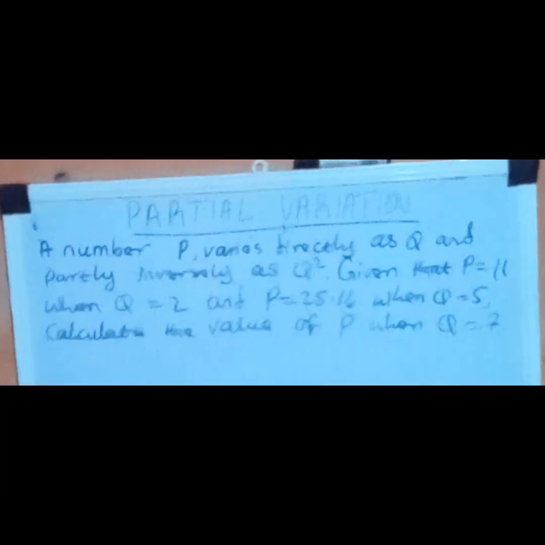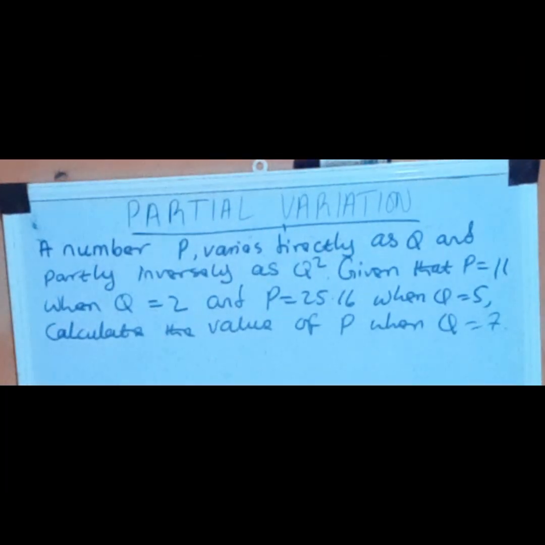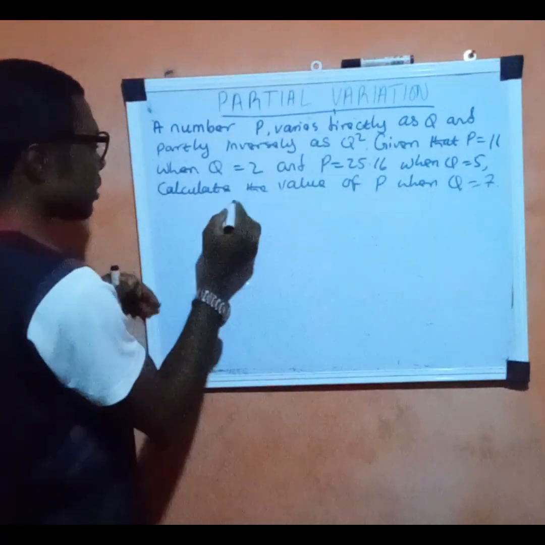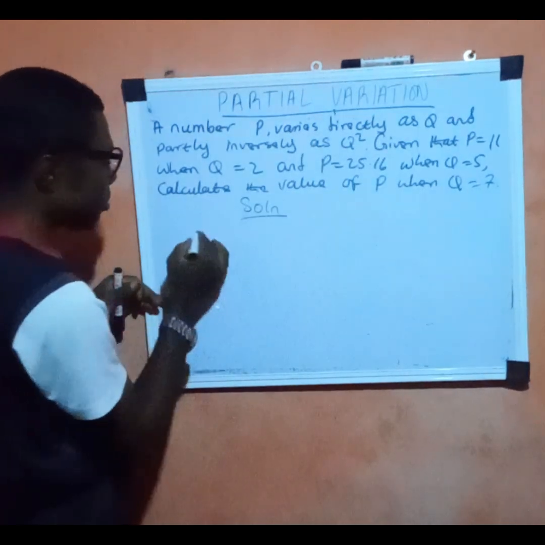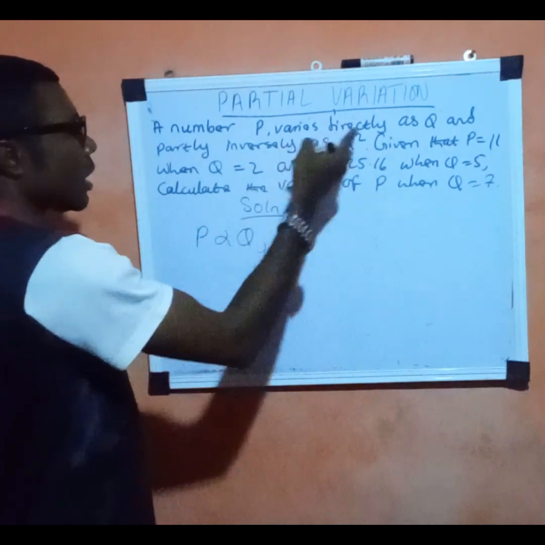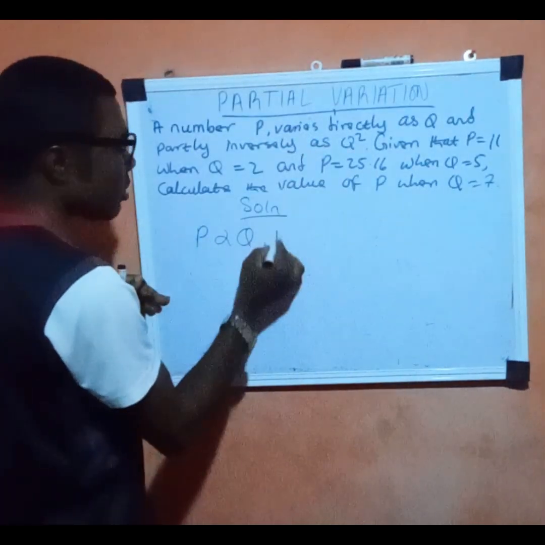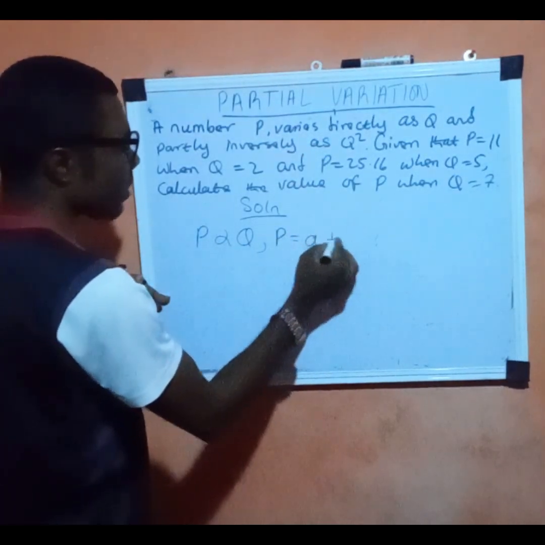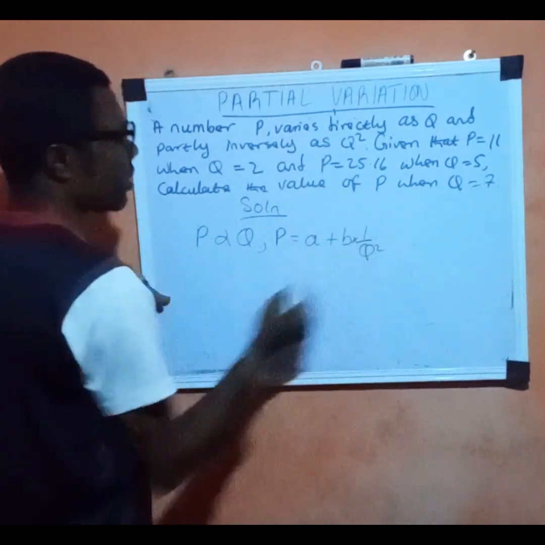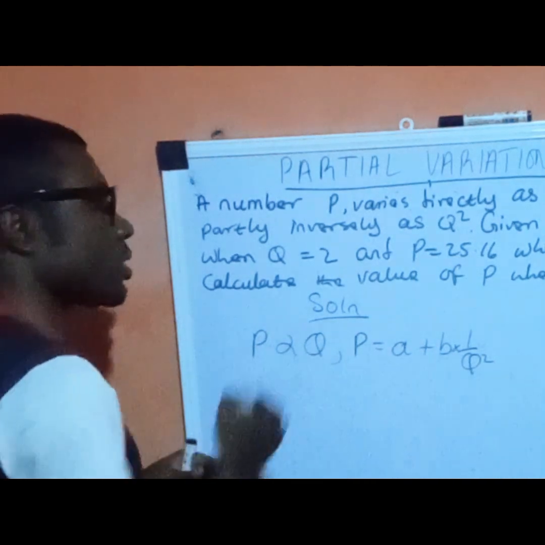Okay, we'll look at one more question on partial variation. A number P varies directly as Q. Let us follow it. Solution: P varies directly as Q and partly inversely as Q squared. The same P is partly varied, partial variation A plus B, then inversely as Q squared. This is inverse, but this indicates partial variation.